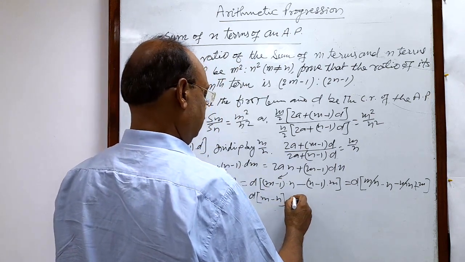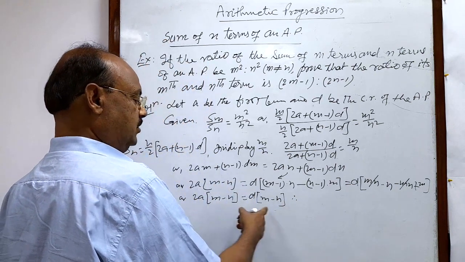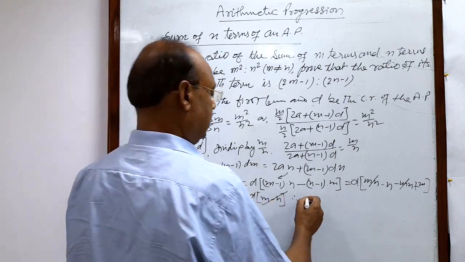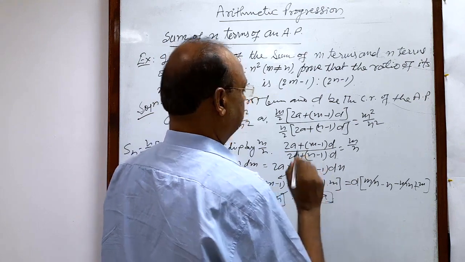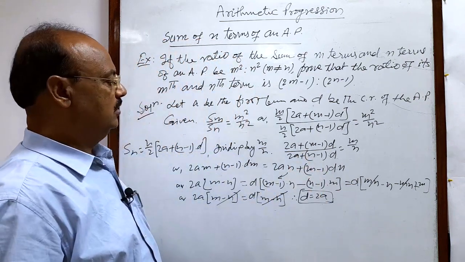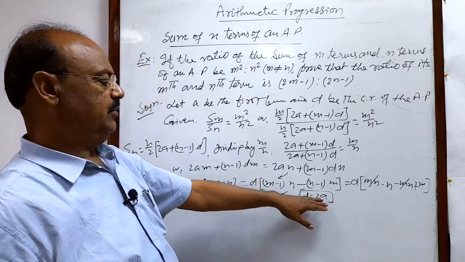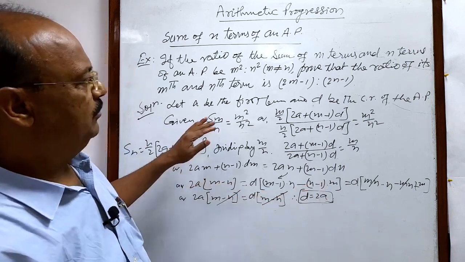And therefore, you see here m minus n is common on both sides, so this will also be cancelled out. So we are getting d is equal to 2a. We are getting this result. Correct? Of course, this is not the final result. This is the relation between the first term and the common difference. Correct? Now you see what we have to find out.